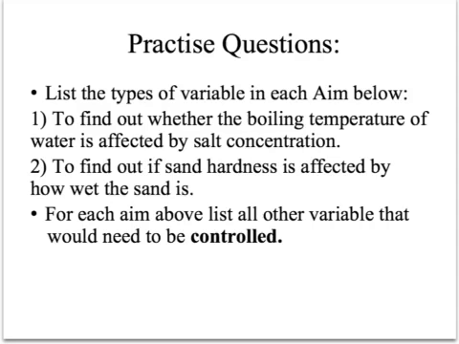Okay, so here are some practice questions. You are to list the types of variable in each aim below. Number 1, the first aim, to find out whether the boiling temperature of water is affected by salt concentration. Number 2, to find out if sand hardness is affected by how wet the sand is. So for those two, make a list of which one is the dependent and which one is the independent variable. Then pause the video and check your answers.